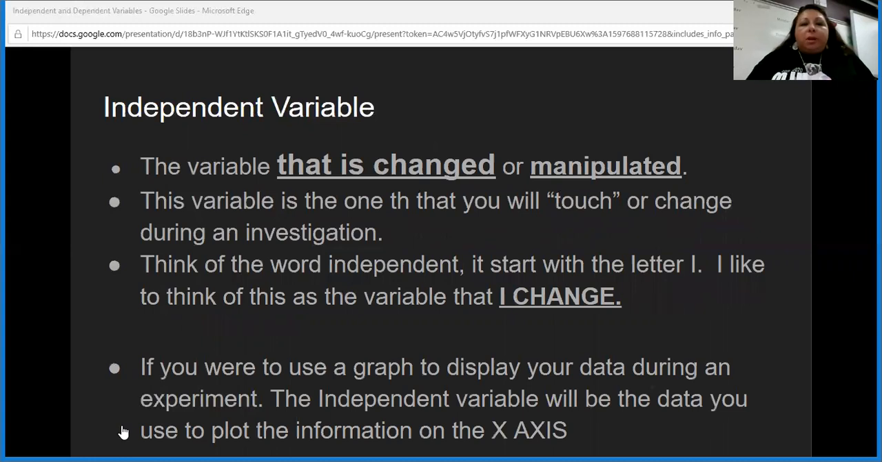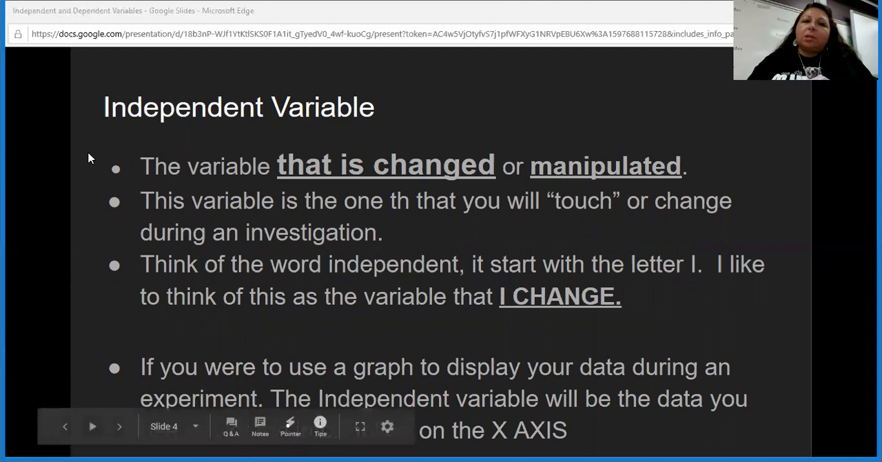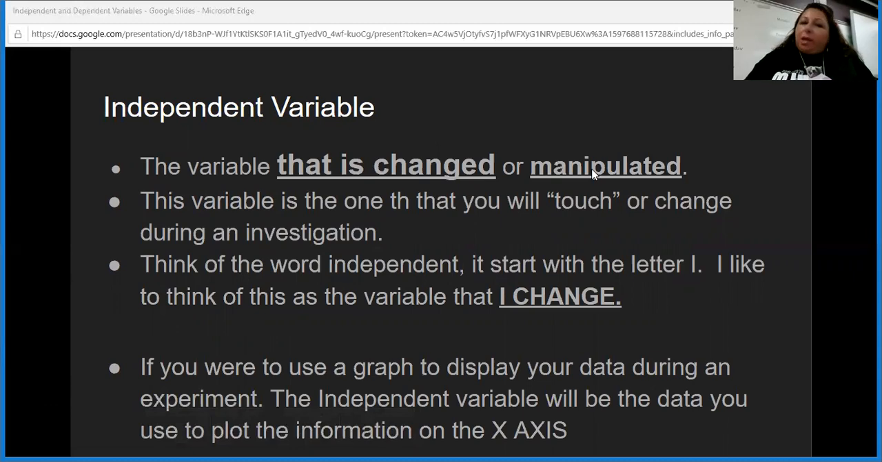The second variable we're going to talk about is independent. Now, independent, I think of it as the thing that I can change in an experiment because it starts with the letter I, and I get to change that. Another word is manipulated. So touch is another way you can think of independent. You're going to touch it or change it.